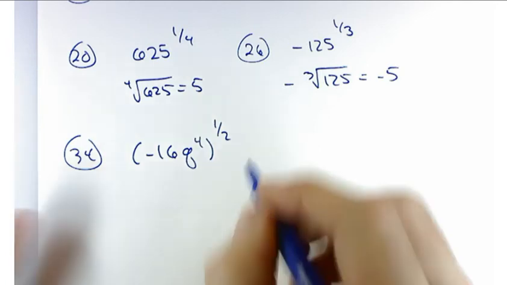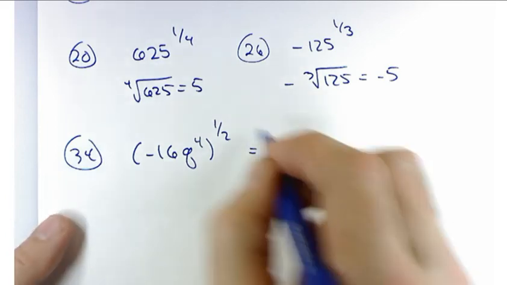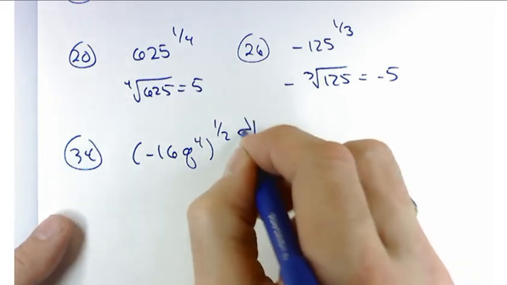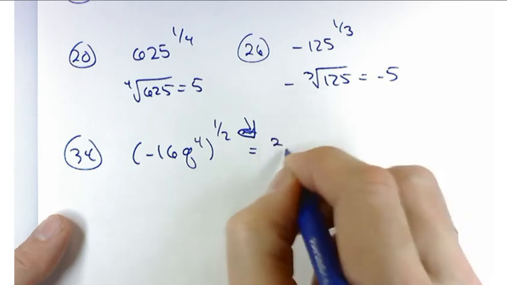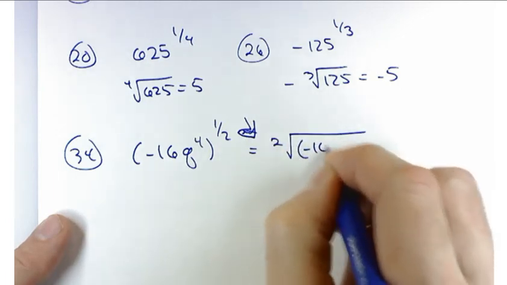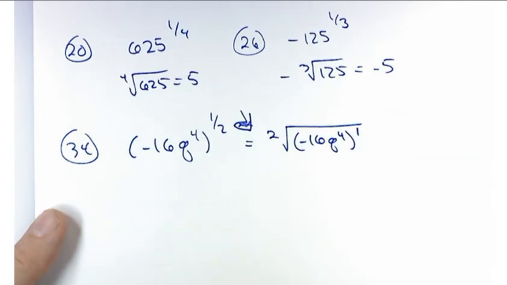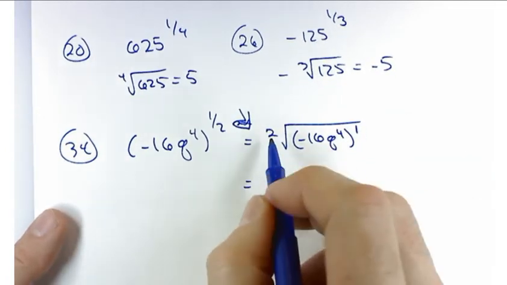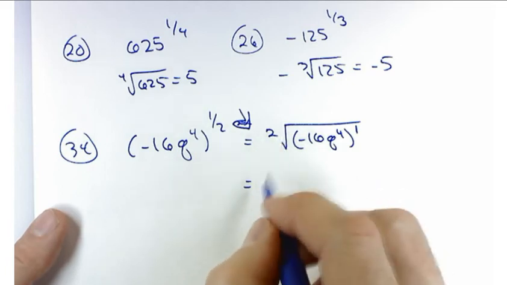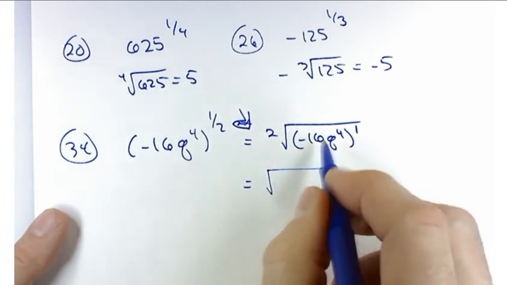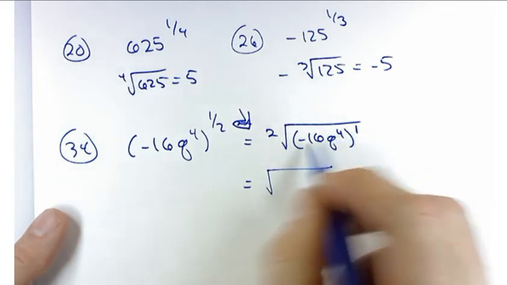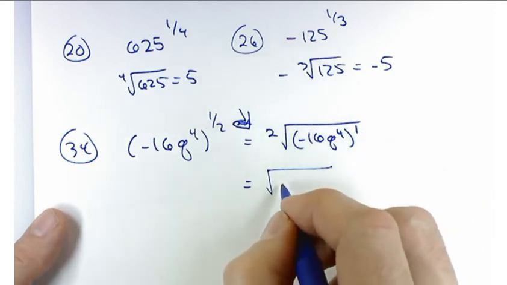Square root. So essentially, draw a little boot here. I get the square root of negative 16 q to the 4th raised to the 1st power. Now typically, we don't write the 2 out in front, it's just understood to be a square root. Do I need to write parentheses to the 1st power? No.